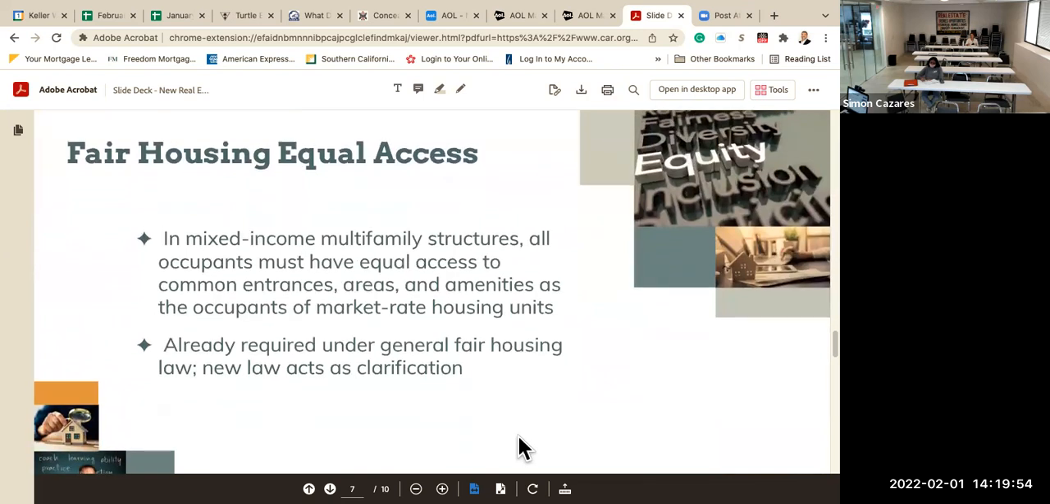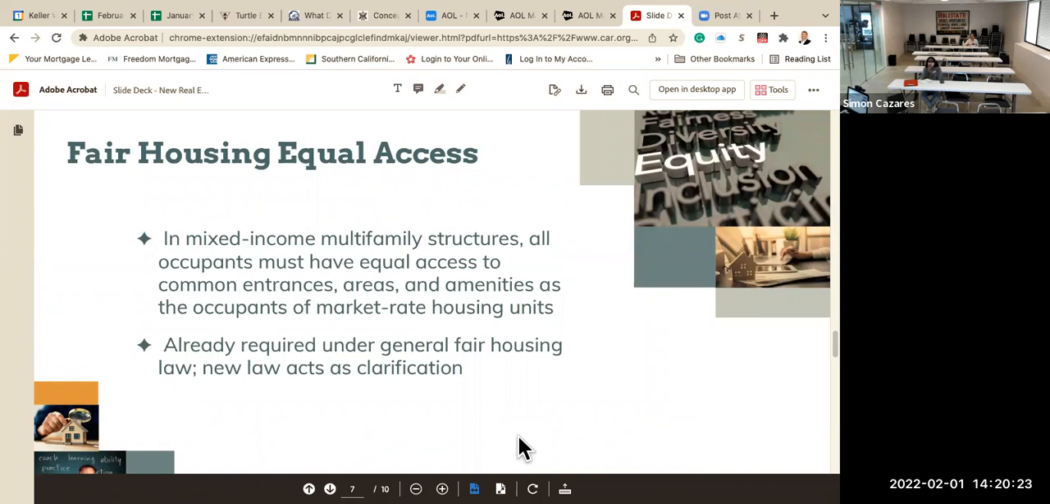Fair housing and equal access. In mixed income multifamily structures, okay, this is multifamily income producing properties, all occupants must have equal access to common entrance areas and amenities. As the occupant of market rate housing units already requires under general fair housing law, new laws act as a clarification.